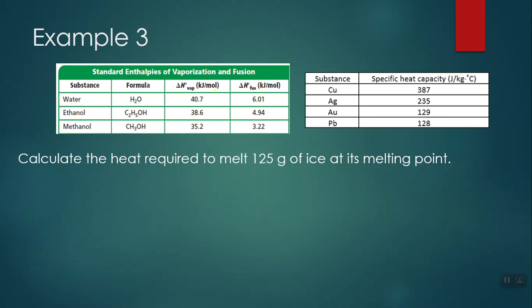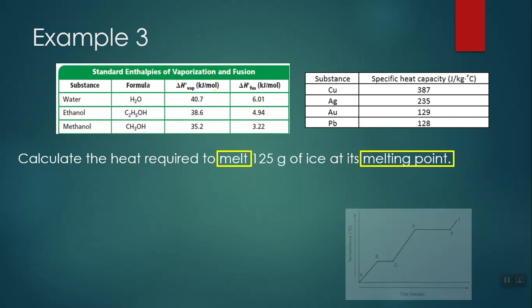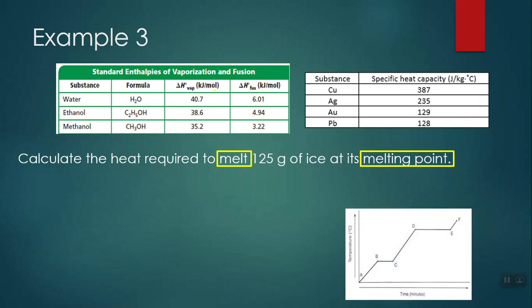Example number 3. Calculate the heat required to melt 125 grams of ice at its melting point. So again, is there a temperature change? No. Temperature isn't mentioned at all. But we do know that it's ice, and we do know water's melting point, or we should, which is 0 degrees Celsius. And so what is this telling us? That we are looking at section BC of the heating curve, so we'll be looking at the molar heat of fusion.